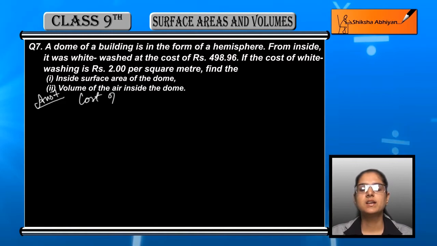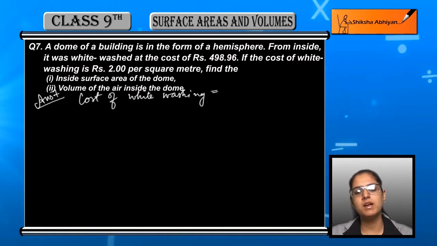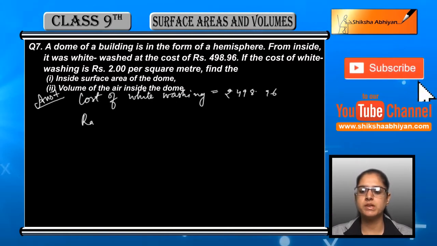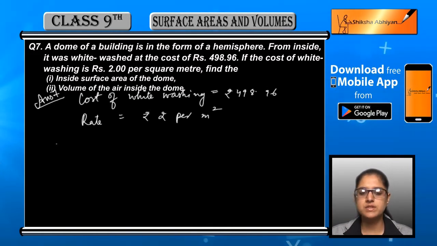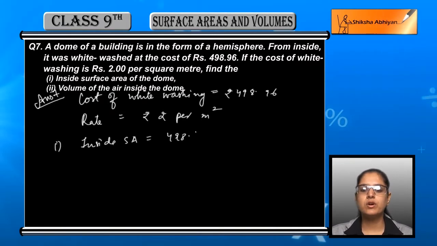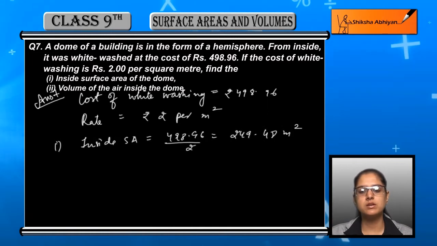Okay, and the rate is also given to us, and आपको पता है cost is equal to rate multiplied by the area, and the rate of whitewashing the inside of the dome is equal to rupees 2 per meter square. अब हमें उससे क्या करना है, इनर सरफेस एरिया निकालना है. So first part is inner surface area, which is equal to 498.96 divided by 2, which is 249.48 meter square.